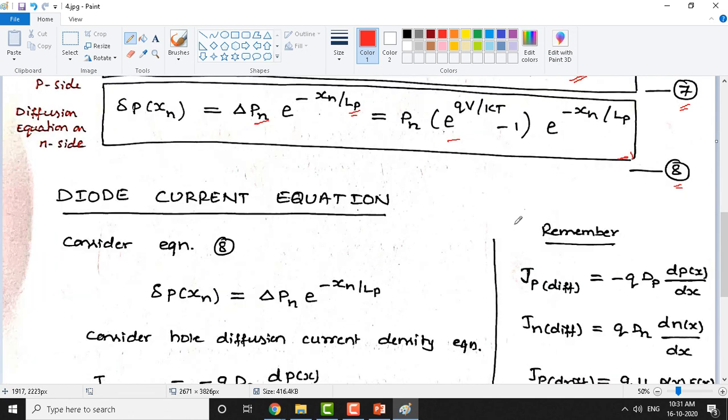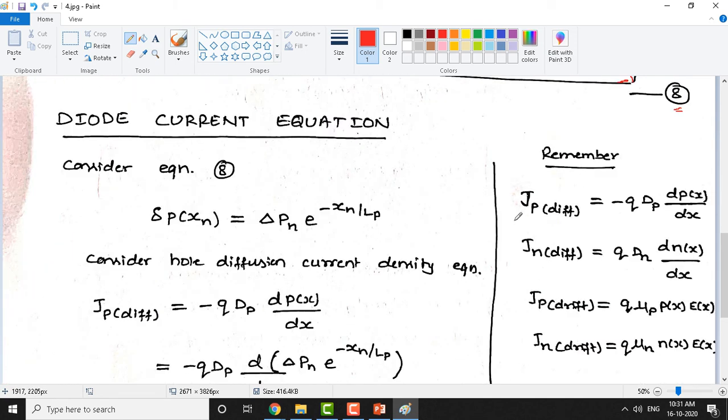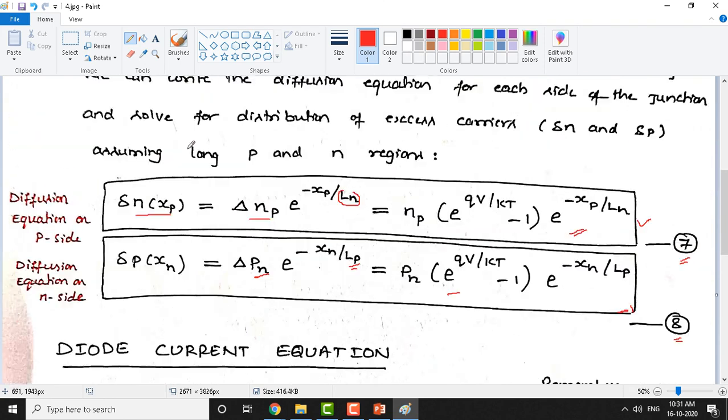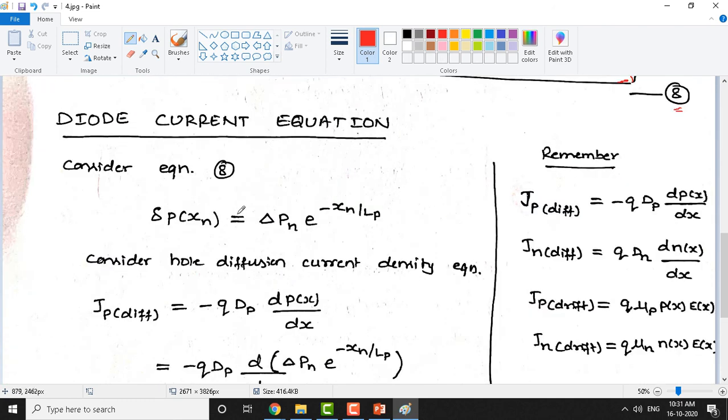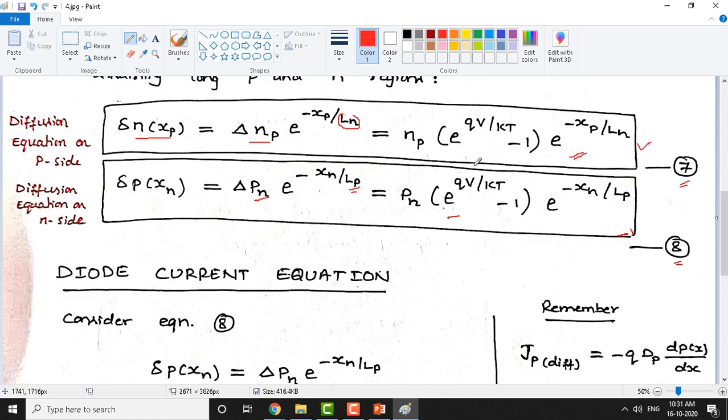Any questions about this before we jump into the diode current equation? These equations 7 and 8 serve as a basis for the diode current equation. Without knowing these equations, you cannot derive the diode current equation. Any questions? If not, we'll take up the diode current equation in the next class. For that you need to remember equation 7 and equation 8.